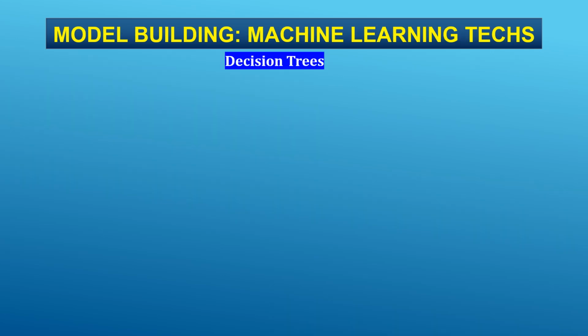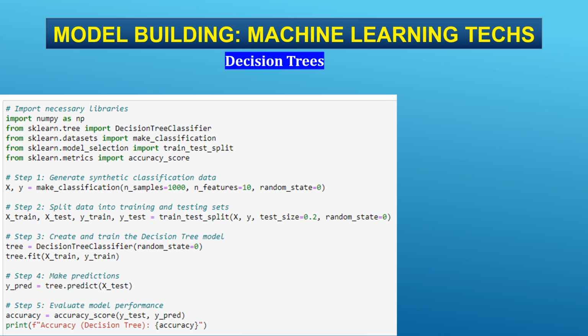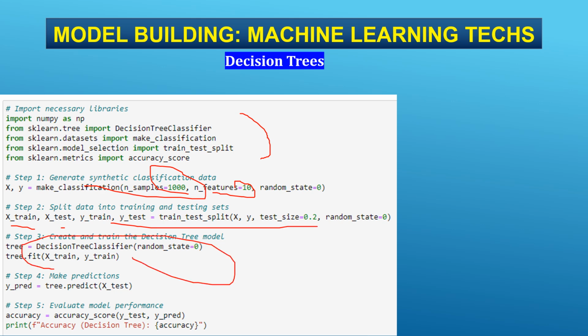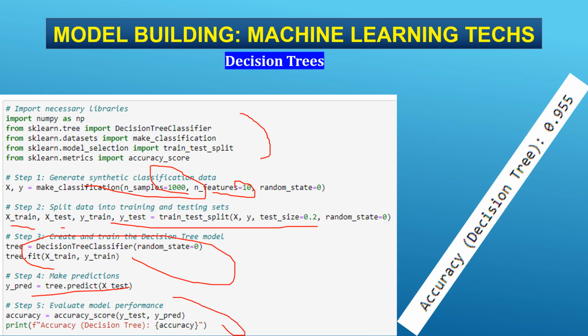Model building, machine learning techniques: decision tree, a hierarchical tree structure that recursively partitions data based on features, used for predicting loan default risk based on customer credit history and financial status. And here you can see we import libraries, and then we generate a synthetic classification dataset of 1000 samples which has 10 features, and split the data into X_train, y_train, and so on. Then train the decision tree model, make predictions and evaluate model performance. So this one is the result.